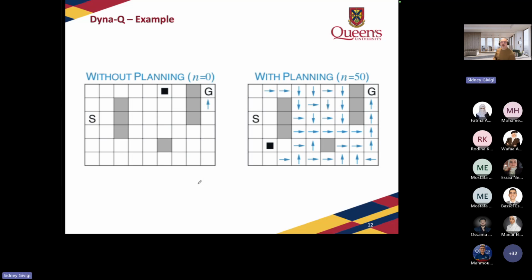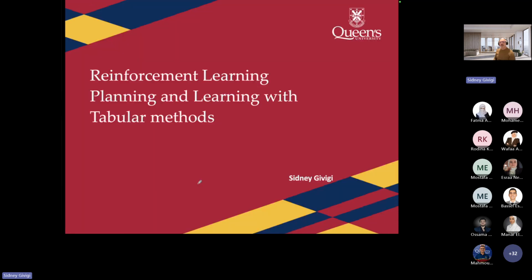DynaQ is one way for us to do this. There are different ways as well. Okay, so this is just one way for us to do that. So we are going to see a different way of doing this now. That is something that might be better than DynaQ.